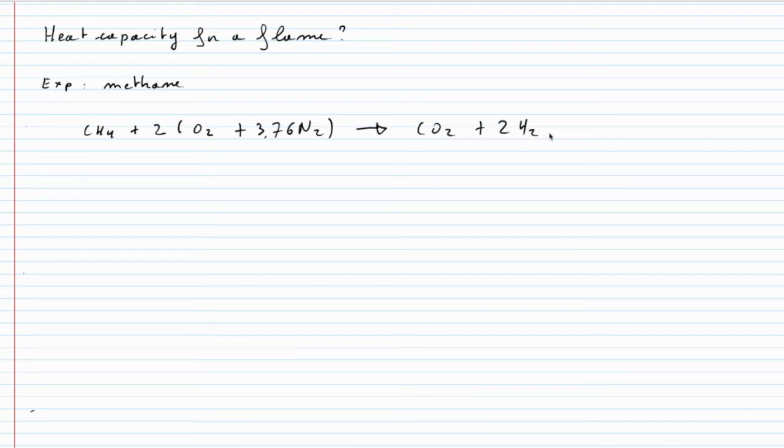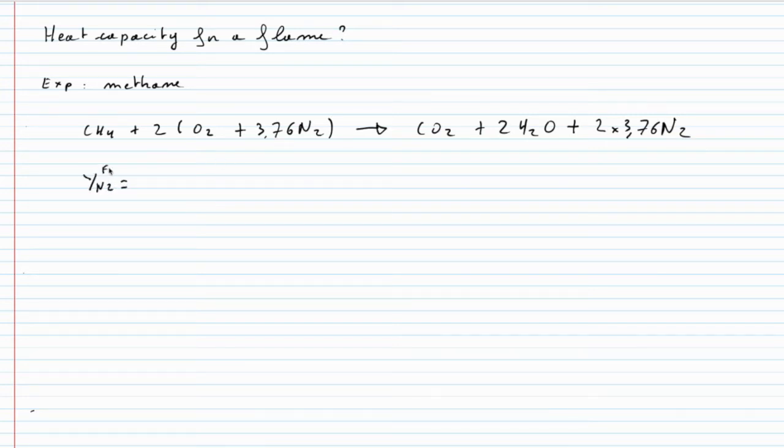We will consider as an example the combustion of methane and air. The global reaction for methane and air combustion is CH4 plus 2 O2 plus 3.66 N2. In air there is 1 mole of O2 for 3.66 moles of N2, standard air composition, and this gives CO2 plus 2 H2O plus 2 times 3.66 moles of N2.